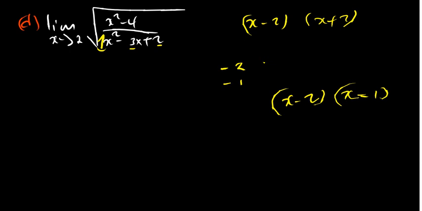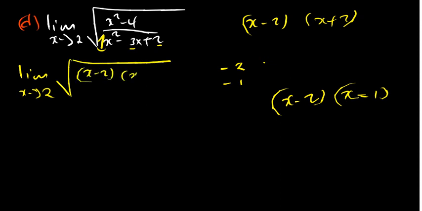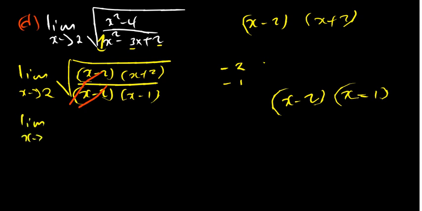Okay, so we're going to have limit as x approaches 2. So in there we're going to have x minus 2 then x plus 2. Then down there we're going to have x minus 2, and then we're going to have x minus 1. So at this point we can cancel this. Then we're going to remain with limit as x approaches 2, and we have remained with x plus 2 then x minus 1. Let's plug in the values.